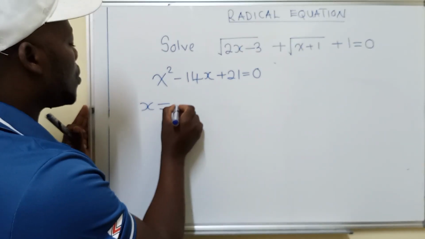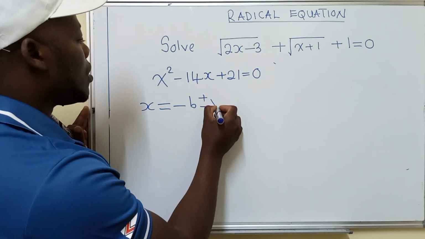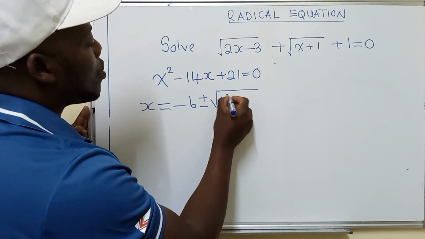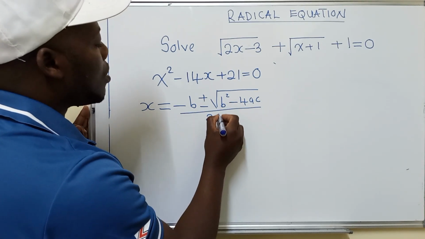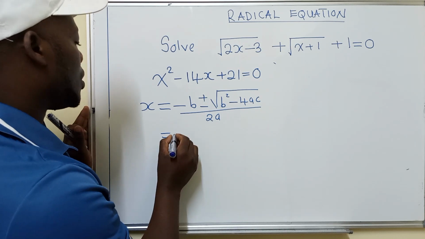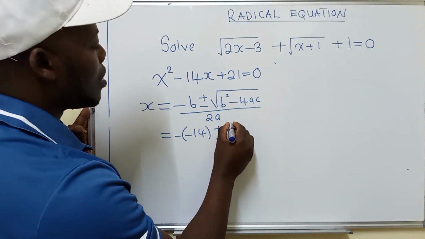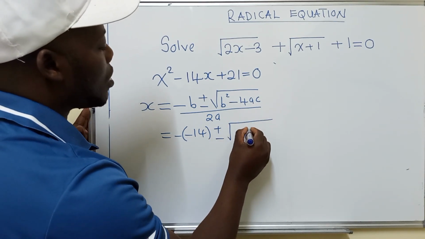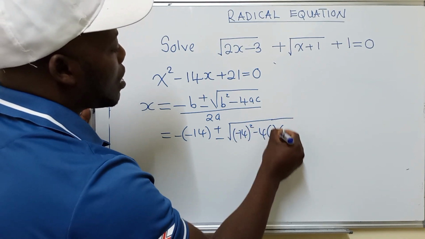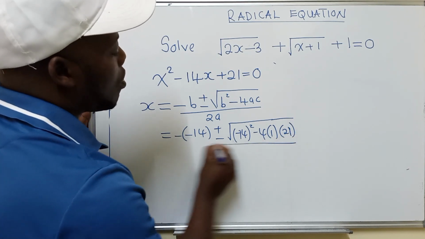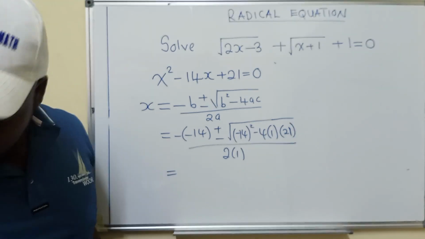So x is equal to negative b plus or minus root of b squared minus 4ac over 2a. So we need to use this formula. So we have negative of negative 14 plus or minus root of negative 14 squared minus 4, 1 there, and the 21, over 2 and the 1 there. So we need to work out things here.